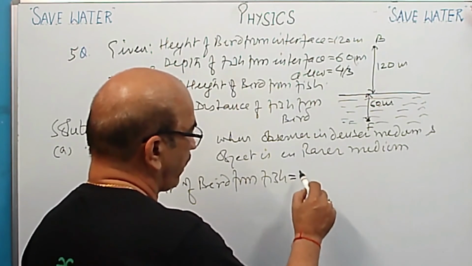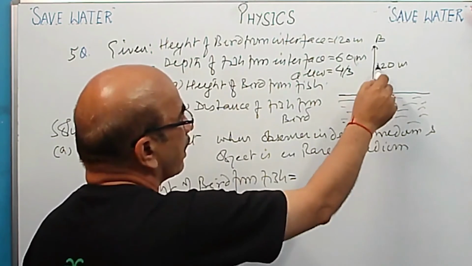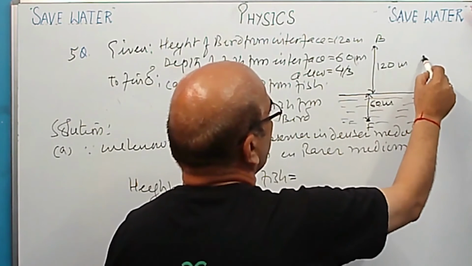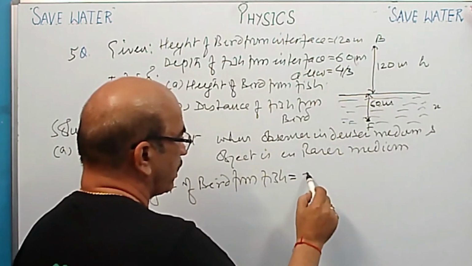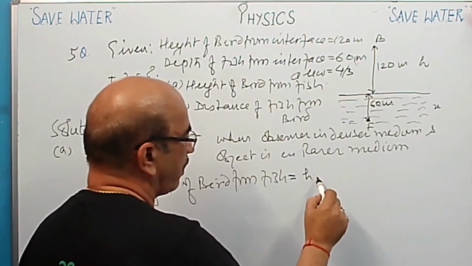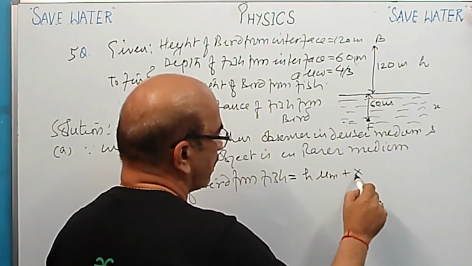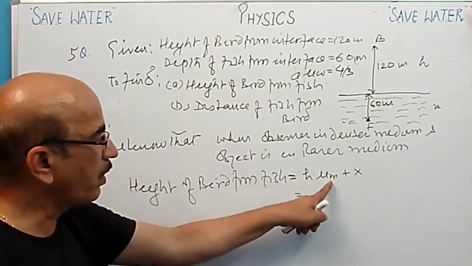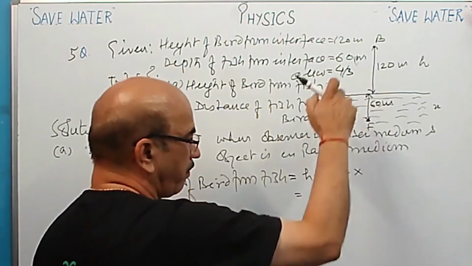Yes, so formula आपको याद आ गया। तो this is 120 हो जाएगा, ये अगर हमारा h है, this is h, अगर हम इसको h ले लें, this is h and this is x हमारा. So this will be h into mu m plus x. Okay. So mu m is the refractive index of the medium and x is the depth of the fish here.